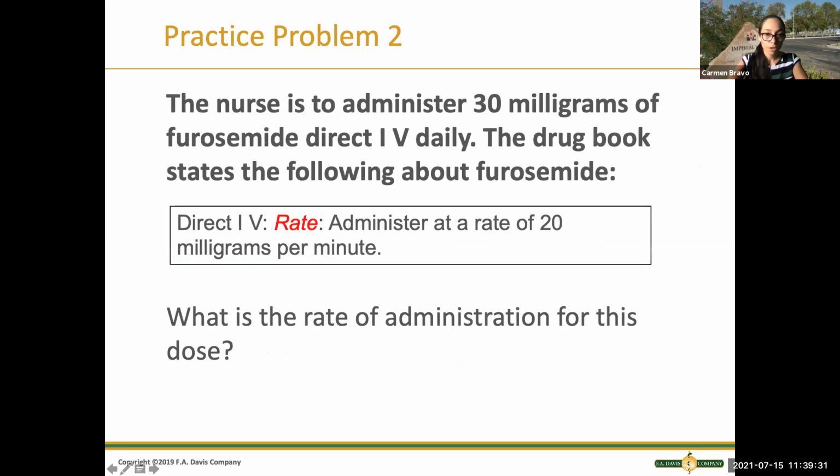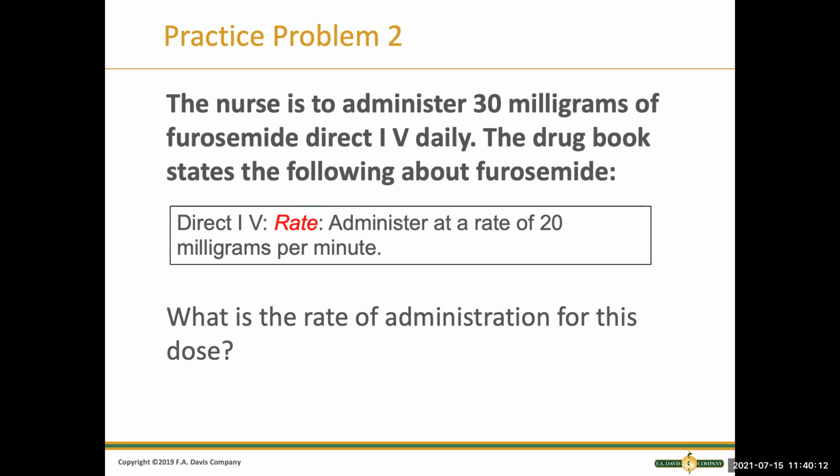Okay. So right here we have a sample. The nurse is to administer 30 milligrams of furosemide, direct IV. Furosemide is a diuretic, a water medication to get the water out of the body. That is also another one where, if you push it fast, it can drop your blood pressure. So you want to do it slowly. And it says to administer at a rate of 20 milligrams per minute. What would be the rate of administration for this dose? 2 minutes. 2 minutes, right?